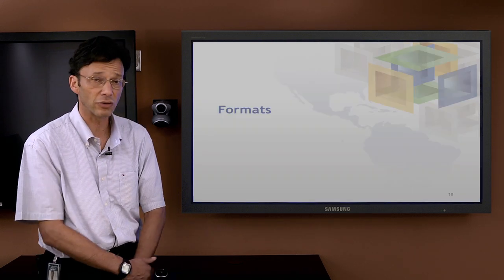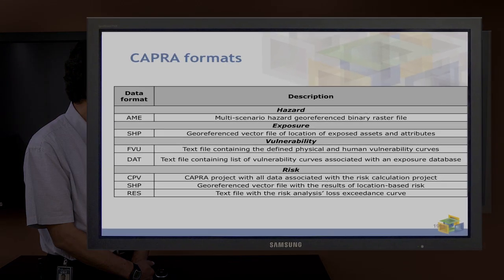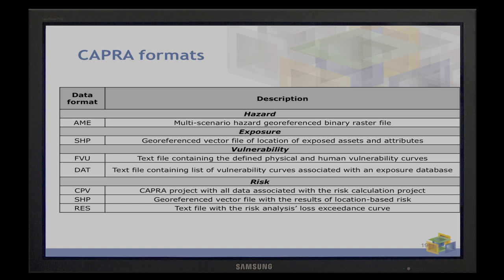As regards formats used by the different modules, for hazards, .ame formats are used. These are geo-referenced binary raster files for consideration of all hazards from a multi-scenario perspective, i.e., including all possible hazard scenarios in a single file. .shape formats are used for representation of the exposure of exposed elements. FVU formats are used for vulnerability functions, and the associated .dat formats to assign vulnerability functions to each exposed component in the functions or in exposure databases.